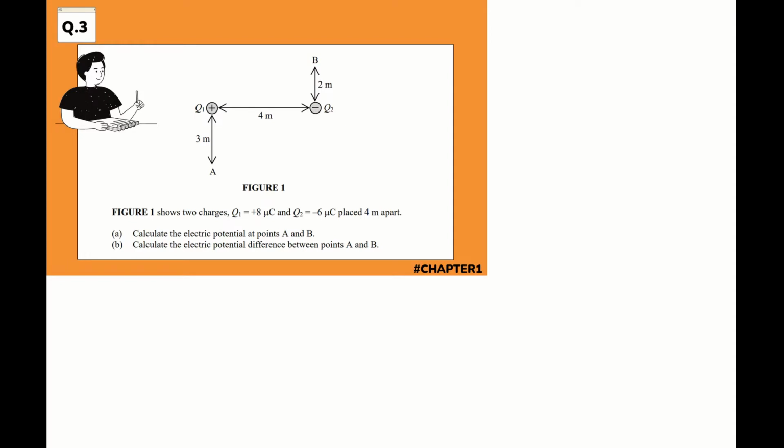Okay, the third question for chapter 1, electrostatic. This time the question is about electric potential. The symbol is V, and also electric potential difference, and the symbol is delta V. We have the same figure as in the previous question, question number 2. So this is the figure.